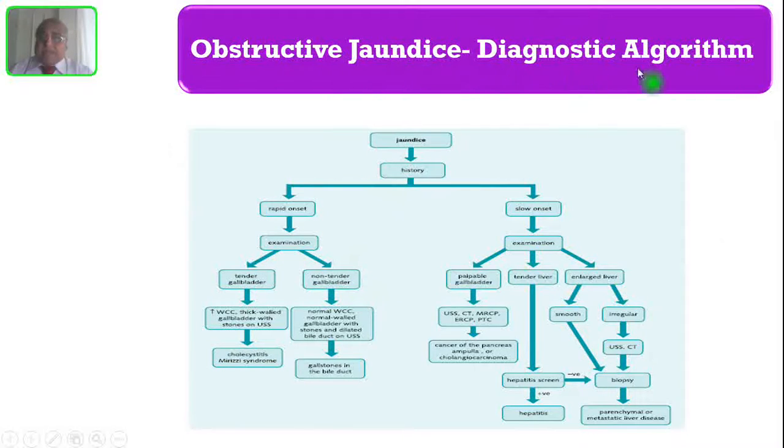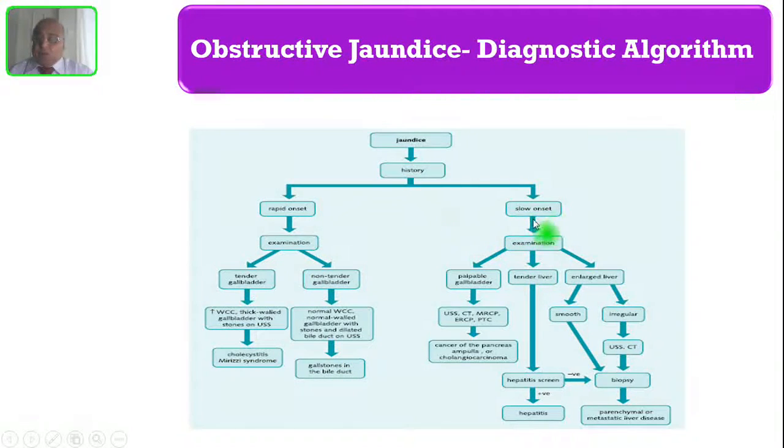So this is the diagnostic algorithm for obstructive jaundice. You have to take the history and find out whether it is a rapid onset jaundice or slow onset. If it is rapid onset, you have to examine the patient. If the patient has a tender liver with elevated WBC, thick wall gallbladder with stones on ultrasound, that is a case of cholecystitis or Mirizzi syndrome. If the patient has a non-tender gallbladder, normal WBC, normal walled gallbladder with stones and dilated bile duct on ultrasound, probably this is a case of gallstone in the bile duct, that is choledocholithiasis.